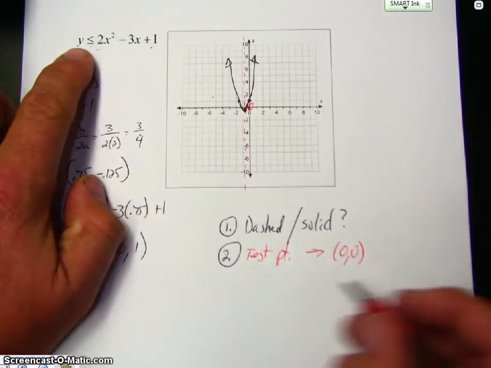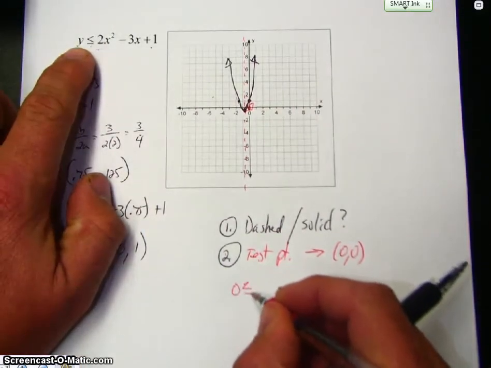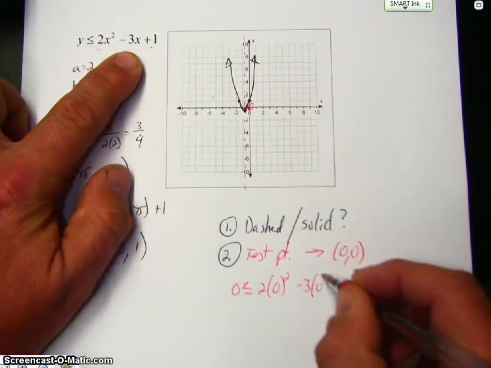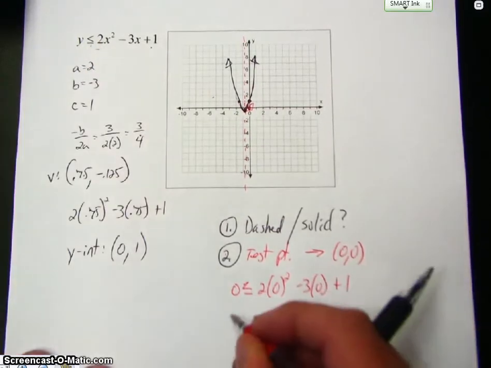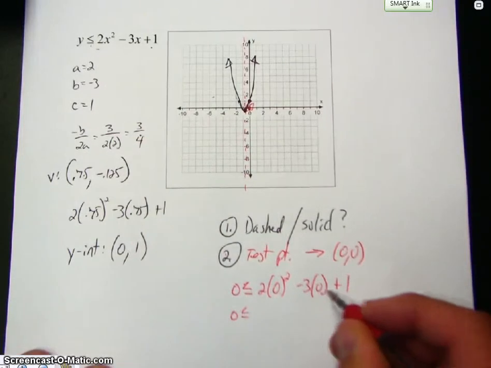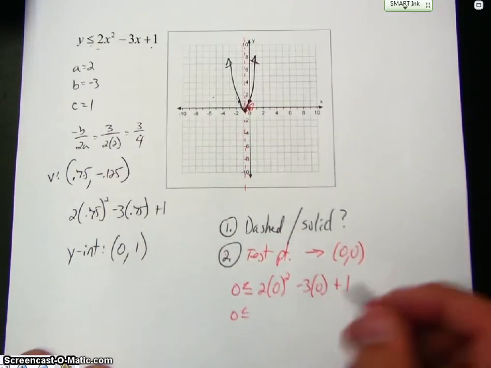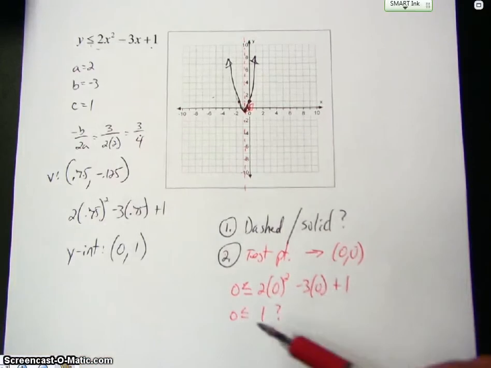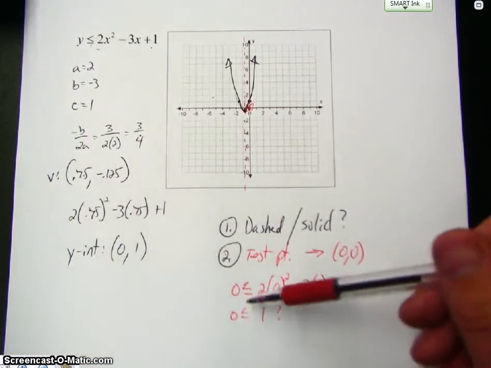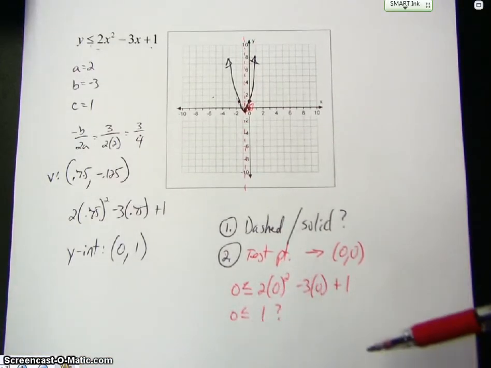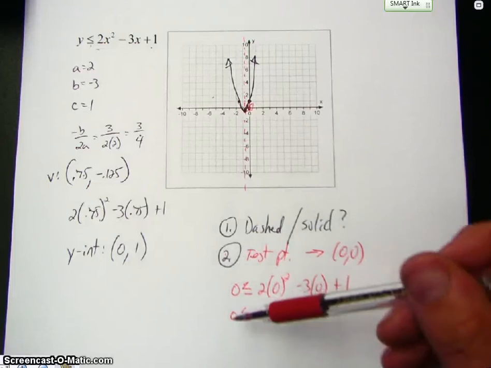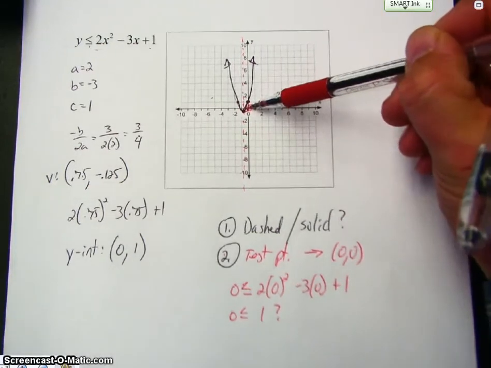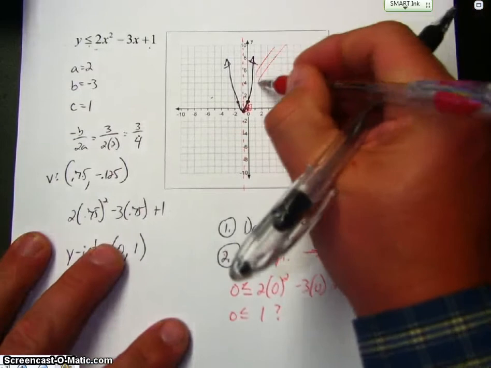So I'll plug 0 in for y. 2 times 0 squared minus 3 times 0 plus 1. 0, 0, and 0 minus 0 plus 1 is just 1. Now, is this true? Is 0 smaller or less than or equal to 1? It's true. All right. So that means I shade where my test point is. My test point is on the outside, so that means I shade on the outside.